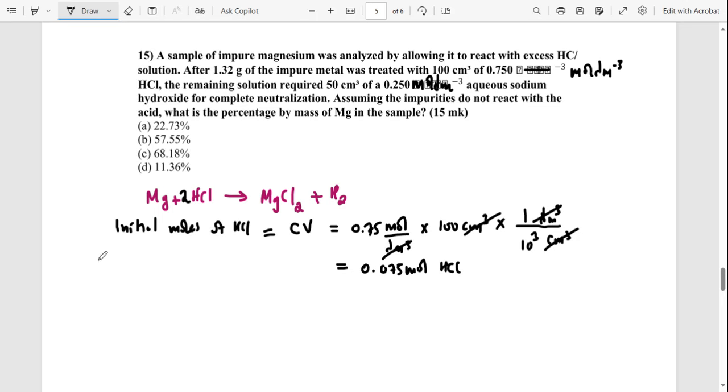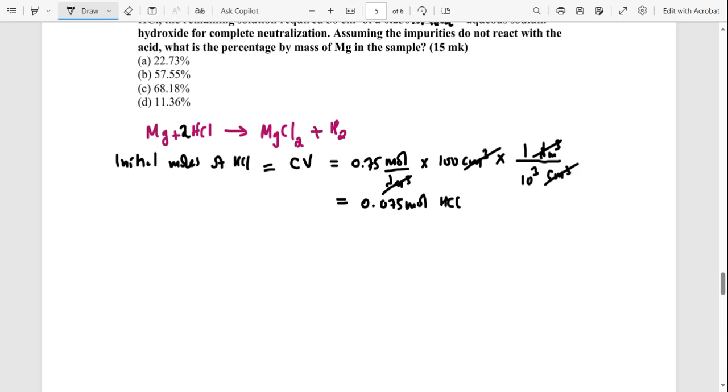One thing that we know is that when magnesium reacts with hydrochloric acid, only part of these moles will be used up. Some of the moles will remain to react in the second reaction with sodium hydroxide. So let's now deal with the second part with the sodium hydroxide. The amount of hydrochloric acid that remains will react with the sodium hydroxide, and that is going to give us sodium chloride plus water.